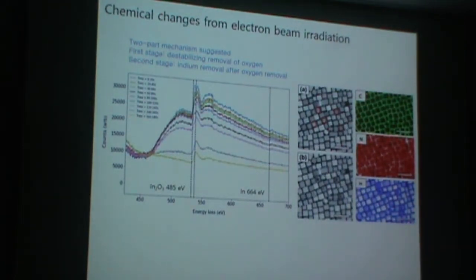We attempted to track down some of the chemical changes from such electron beam irradiation. We suggest, although this isn't a complete study and we will want to probe it further, a two-part mechanism. During the first stage, the destabilizing removal of oxygen occurs, especially in the region of indium oxide at 485 electron volts, initially disappearing within the time period of 0 to 3 minutes. Then at the second stage, indium is removed after the oxygen destabilization.